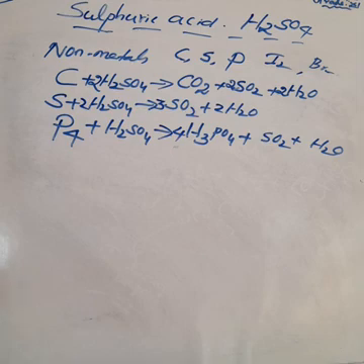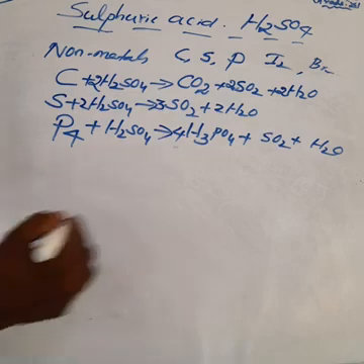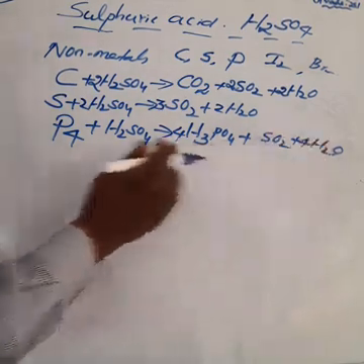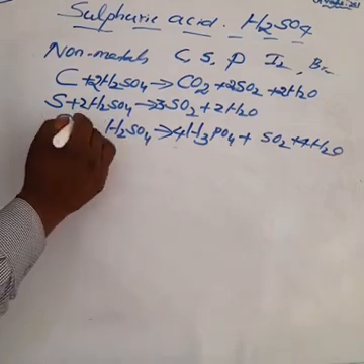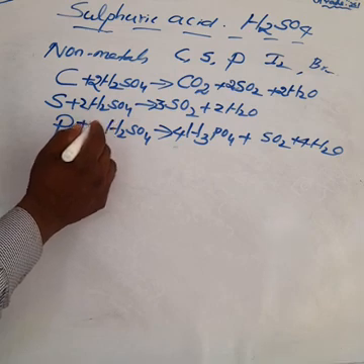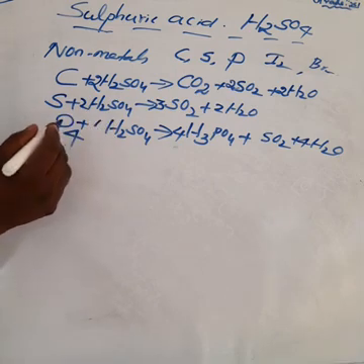This equation we already learned, am I right? So first count the water molecules, make it 12 hydrogen. If you make it 4 water, 4 into 2 is 8. 8 plus 12 is 20, so 20 hydrogen. So come to the reactant side. Make it 20 sulfuric acid.